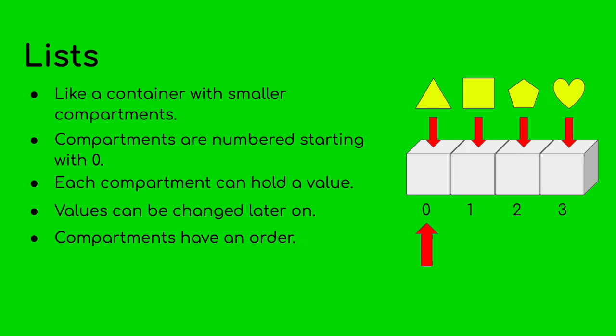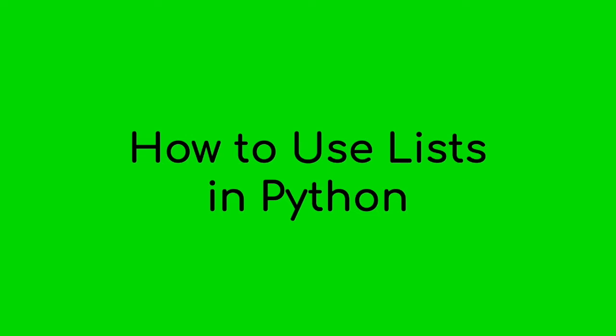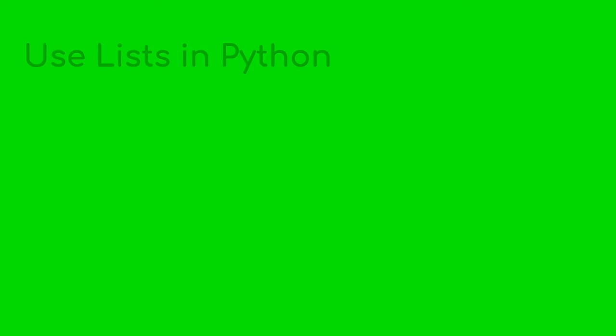Compartments also have an order. So you start from 0, and you go to 1, then 2, then 3. That's pretty self-explanatory, because that's how numbers work. So how do you use lists in Python? Well, that's what I'm going to tell you right now.